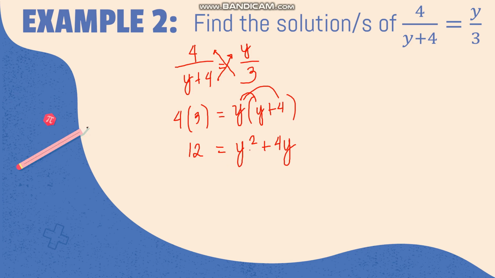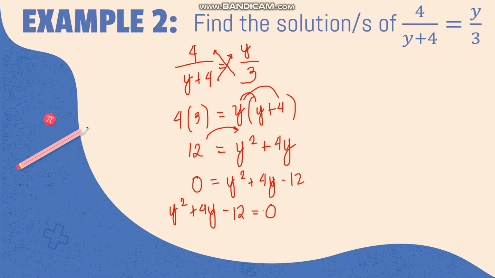Now as you can see, although the terms with y variable are already isolated on the other side, we cannot do anything to it. We cannot combine y squared and 4y. So what we will do is put all the terms on the other side of the equation, and then we equate it to 0. So we can transfer 12 on the other side. So this will be 0 equals y squared plus 4y minus 12. If we flip this, we'll have y squared plus 4y minus 12 equal to 0.